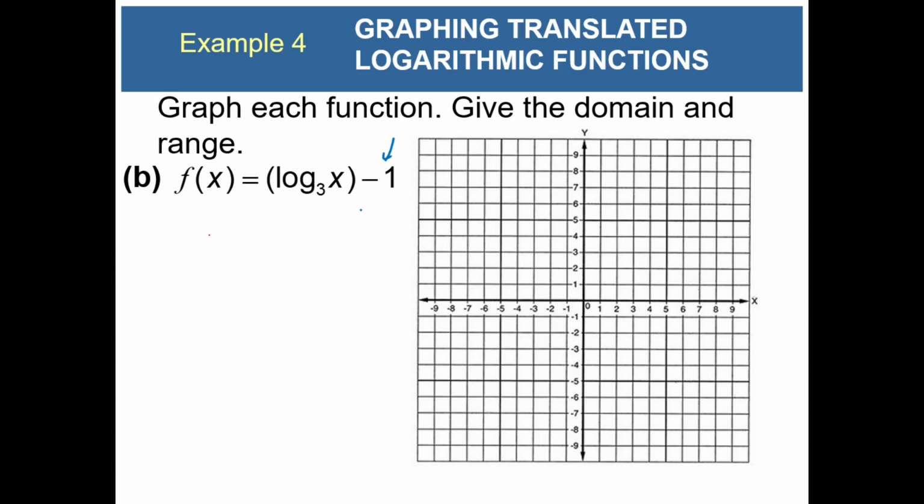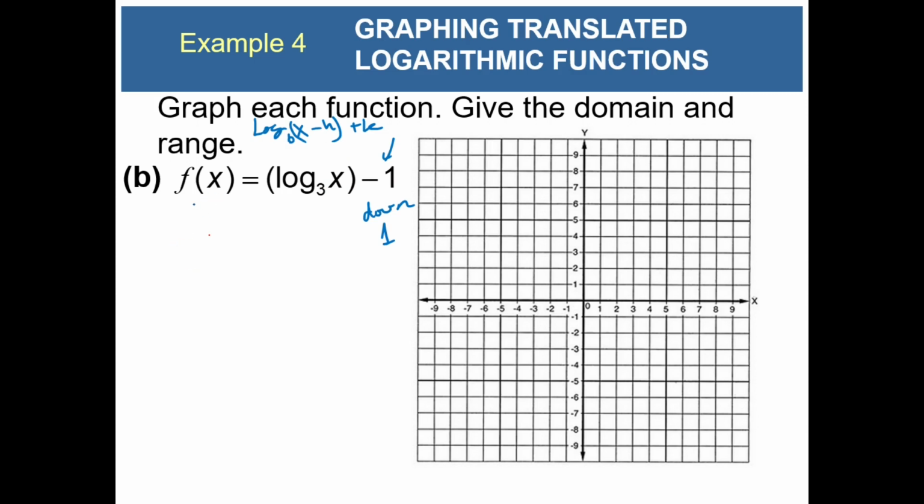Notice this negative 1 is on the outside of the argument, so I'm going to shift my graph down 1 unit because this is similar to log base b of x minus h plus k. So the h would move the graph left or right, the k would move it up or down. In this case, the k is going to move our graph down 1.